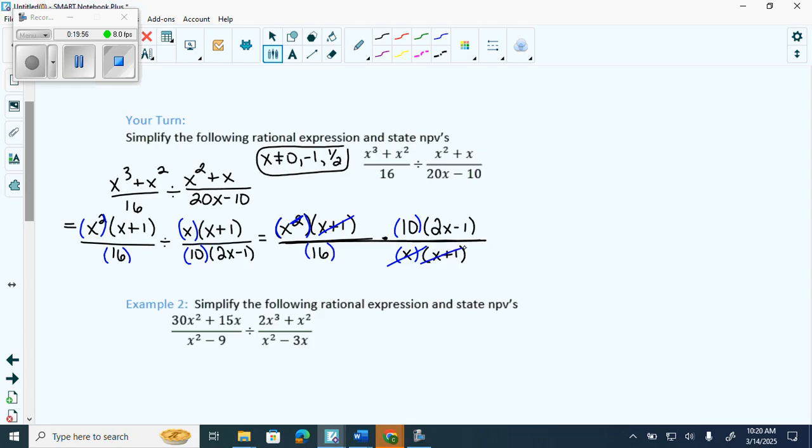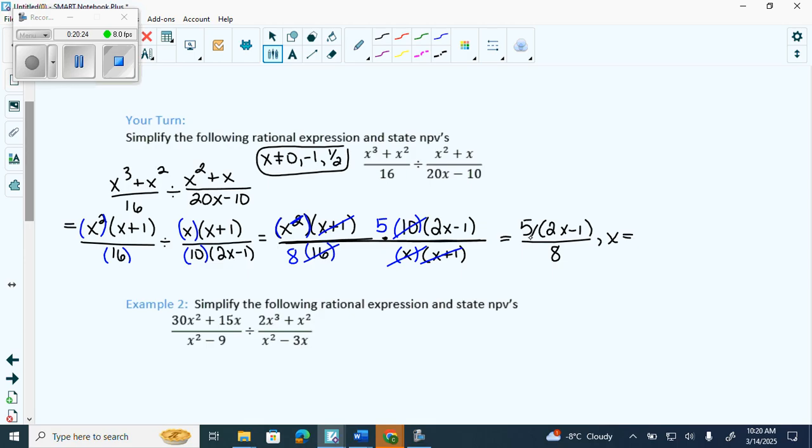10 and 16, can I take anything out of them? 2, so this will be a 5, and this will be an 8. And then I think I'm done, but remember, if for some reason you don't take out the biggest thing, you can just do one more step and cancel more off, right? It's not the end of the world. So we're going to get 5, 2x minus 1 over 8.